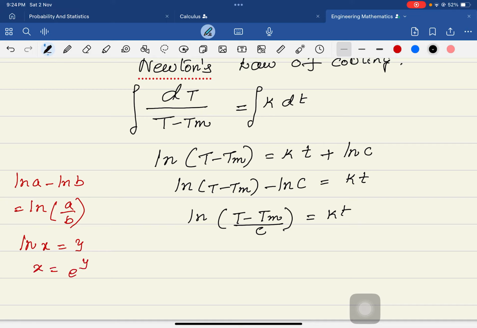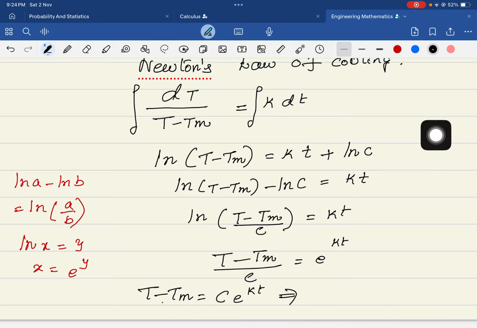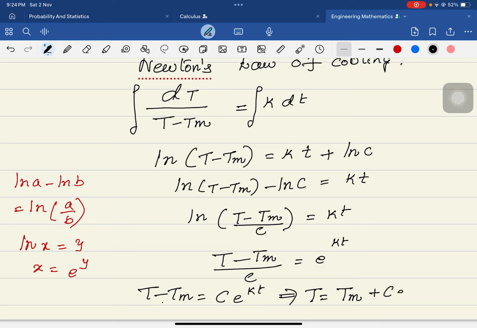So we can use that law also, and hence we can write this as (T minus Tm) over c is e power kt. So what is the equation now? I will write one more step: T minus Tm is equal to c times e power kt, or you can rewrite this as T is given by Tm plus c times e power kt. So this is the solution for Newton's law of cooling. So you should memorize this to find the solution.